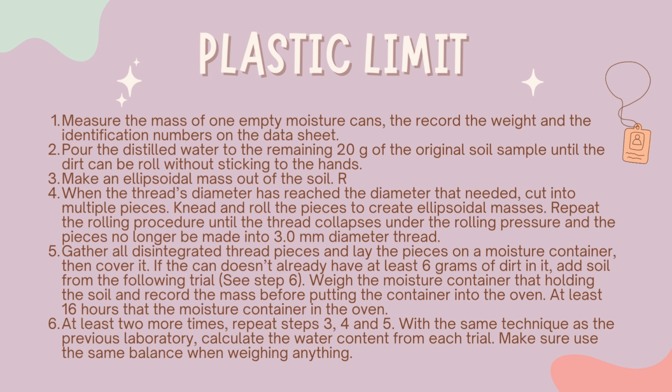When the thread diameter has reached the diameter needed, cut it into multiple pieces, knead and roll the pieces to create an ellipsoidal mass. Repeat the rolling procedure until the thread crumbles. Gather all the discrete thread pieces and lay them in a moisture container, then cover it. Weigh the moisture container holding the soil and record the mass before putting it into the oven for at least 16 hours.